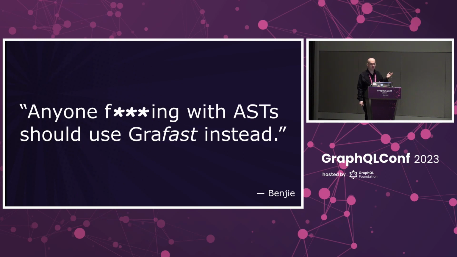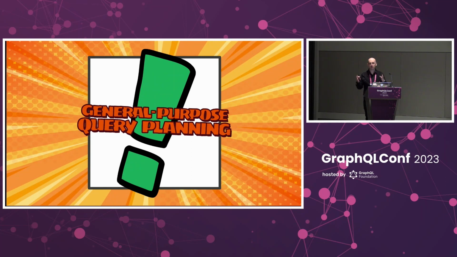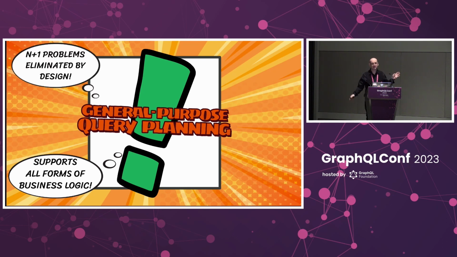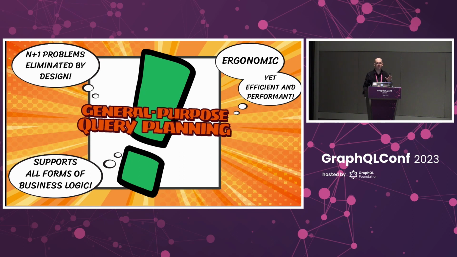But if you're using GraphQL for your own applications and for your own websites and mobile apps, and you're using the same few thousand queries time and time again, but with different variables, then the future of efficiency is here. Add general purpose query planning to your GraphQL schema. Planning that supports all forms of business logic. Planning that eliminates the N+1 problem by design. Plan resolvers that are ergonomic to write and yet lead to extremely efficient execution.